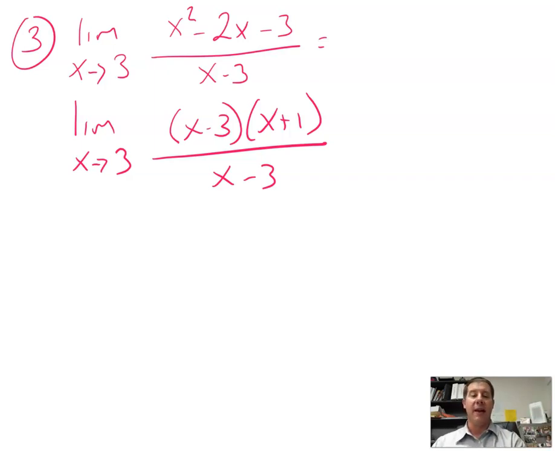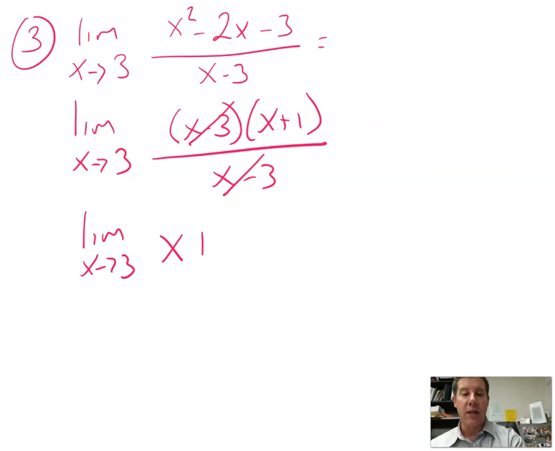Do rewrite your limit every time. I know it's a pain, but we got to do it. But that's part of showing good math work. We're becoming great mathematicians is what we're doing. All right. Now that I factored, though, I could kill off the x minus 3 and the x minus 3, creating a hole in my graph, right? And so now I'm really looking at the limit as x approaches 3 of x plus 1.